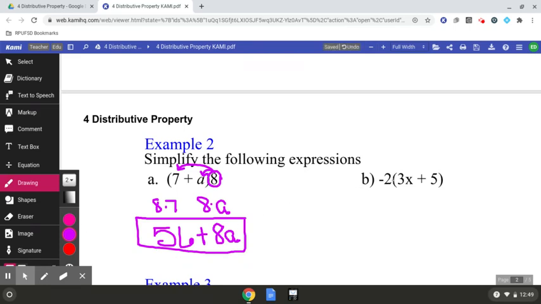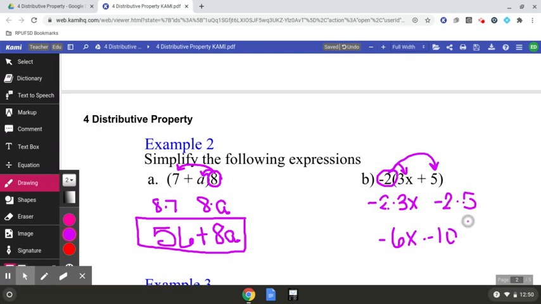Okay, the next one, you're distributing a -2 to the 3x first. So I like to write this out as I go. So it's -2 times 3x, and then you're going to do -2 times 5. So -2 times 3x would be -6x, and a -2 times 5 would be a -10. And there's your answer.